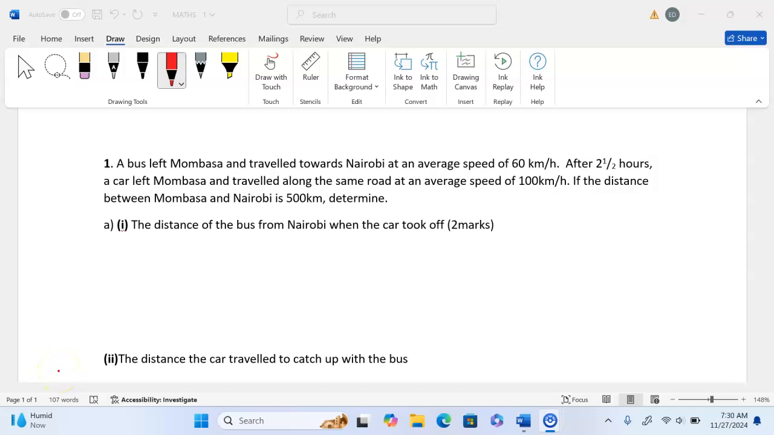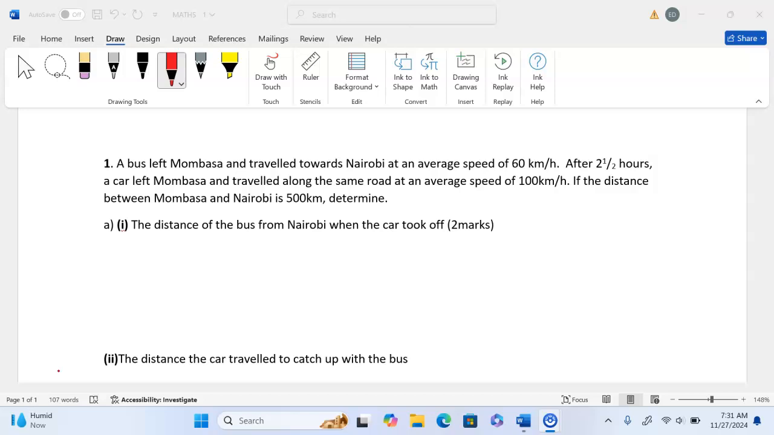We are looking at linear motion, Form 2 mathematics. The question reads: a bus left Mombasa and traveled towards Nairobi at an average speed of 60 kilometers per hour. After 2.5 hours, a car left Mombasa and traveled along the same road at an average speed of 100 kilometers per hour. If the distance between Mombasa and Nairobi is 500 kilometers, determine the distance of the bus from Nairobi when the car took off.